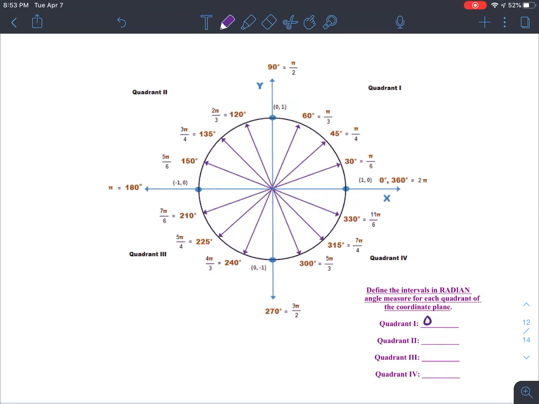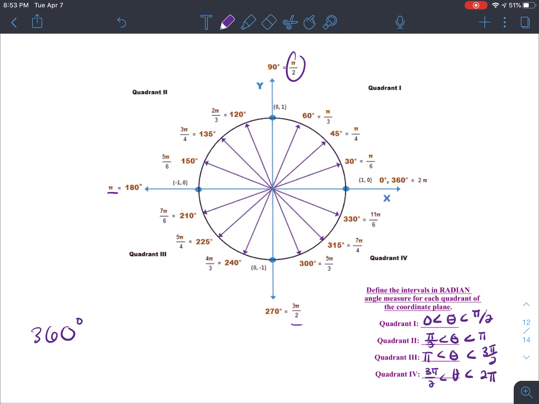So now let's finish with the intervals. Quadrant 1, we see goes from 0 to pi over 2, which is 90. Quadrant 2, well, it starts at pi over 2, but it goes to 180, which is equal to pi. Quadrant 3 goes from pi, which is 180, to 270, which is 3 pi over 2. And quadrant 4 goes from 3 pi over 2 to 2 pi.